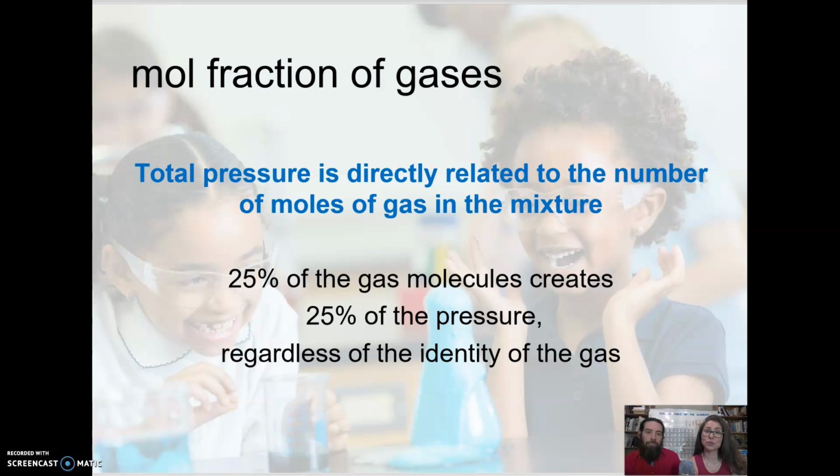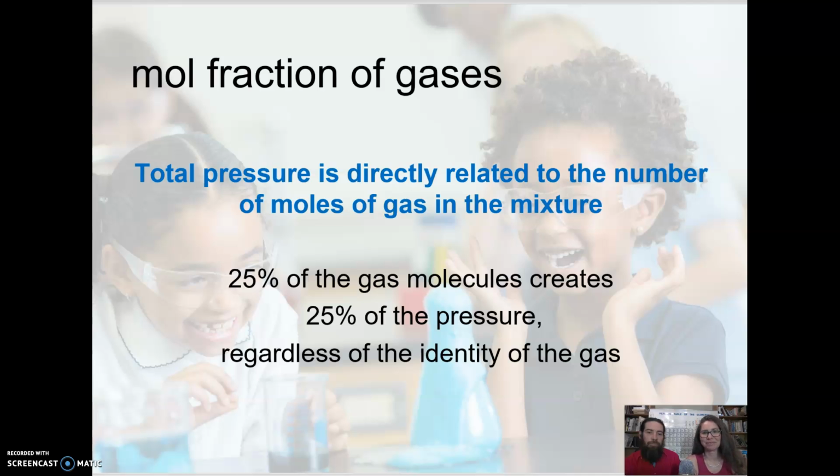Mole fraction. So this is a new term and a new concept for us. Mole fraction is something that we use with gases to determine the partial pressure, or the pressure, for the individual gases. And the total pressure of a mixture of gases is directly related to the number of moles in the gas. So I didn't say masses, just moles. Number of particles is what drives the pressure.